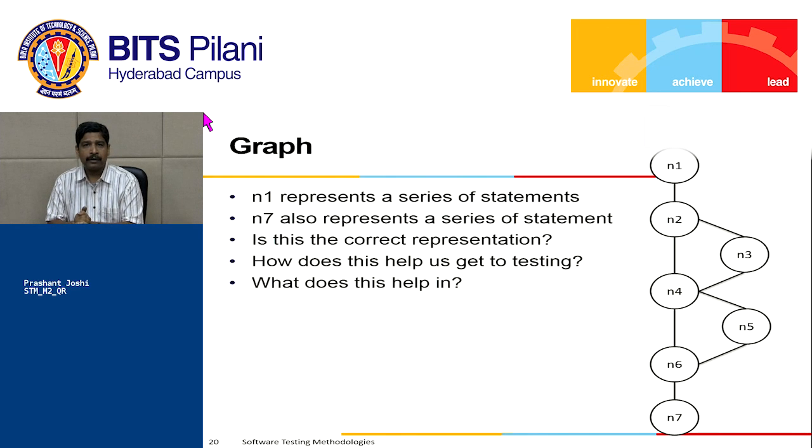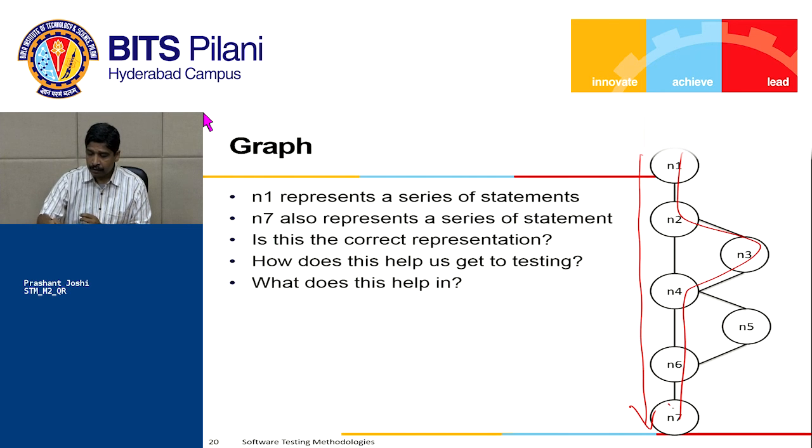How does it help? Well, in case of path testing, you will be able to make a choice from N1 to N7 by picking up unique paths. And we'll be sure through graph theory that we have indeed covered all the possible paths, all the basis paths. That is what graph theory can help us with.